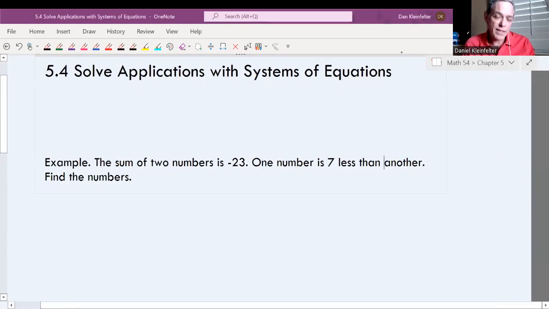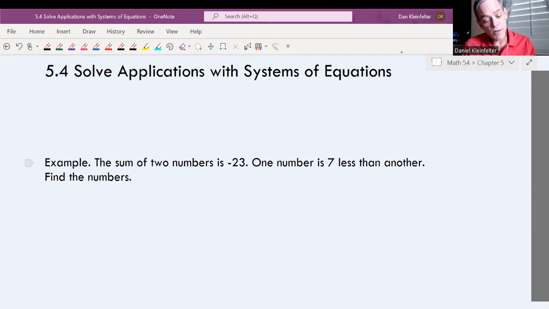The big difference between the way we did this now and the way we did it before is that we're going to be using two variables and we'll end up with two equations. So in this first one, it says the sum of two numbers is negative 23. One number is 7 less than another. Find the numbers. So the problem itself has three sentences in it. The first one, the sum of two numbers is negative 23, is going to translate into one equation. The second one, one number is 7 less than another, will be our second equation. And the part where it says to find the numbers is just the piece that's giving us the directions, telling us to go ahead and do it.